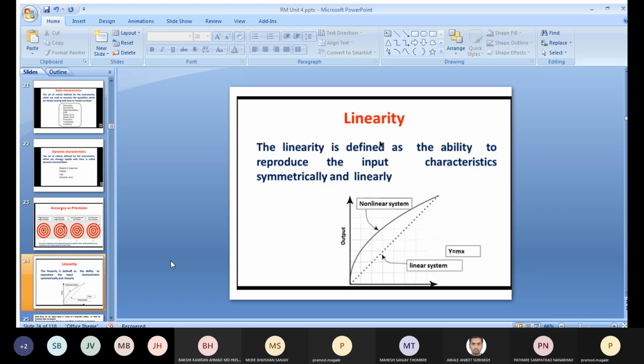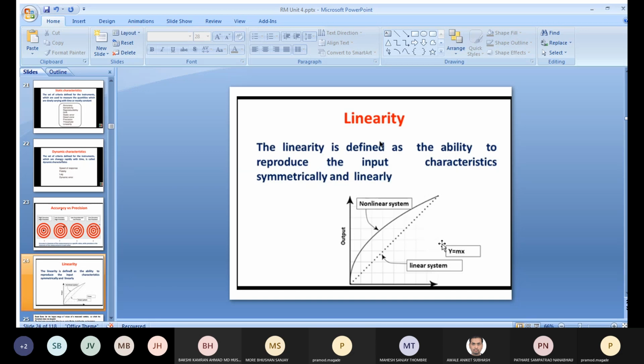Then linearity, I told you, linearity is nothing but the ability to produce the output as per the input parameter. If the output with respect to input is directly proportional, it means the nature of the outcome is constant throughout the input. So that should give the linear curve. You can see the dotted line. This will be the linear. Why linear? Because it is directly proportional. So that nature is linear.